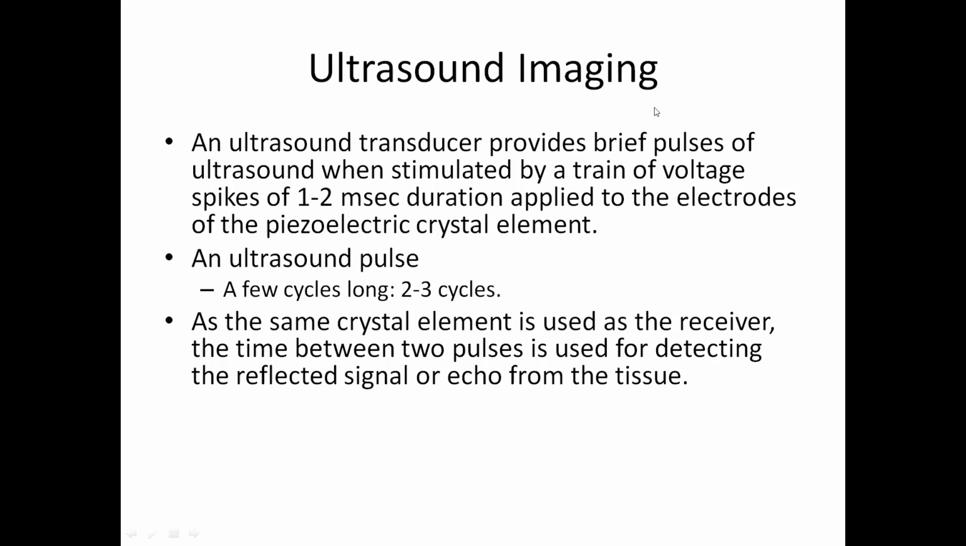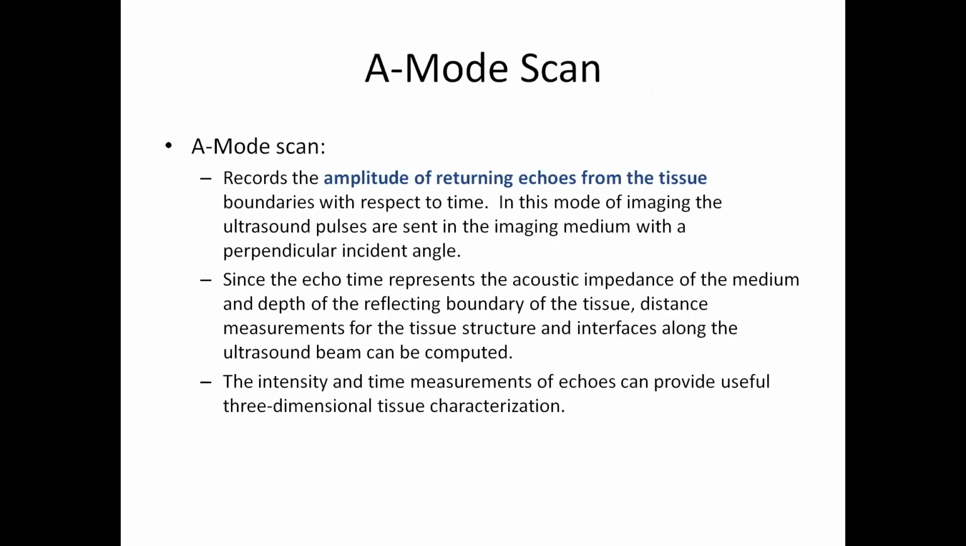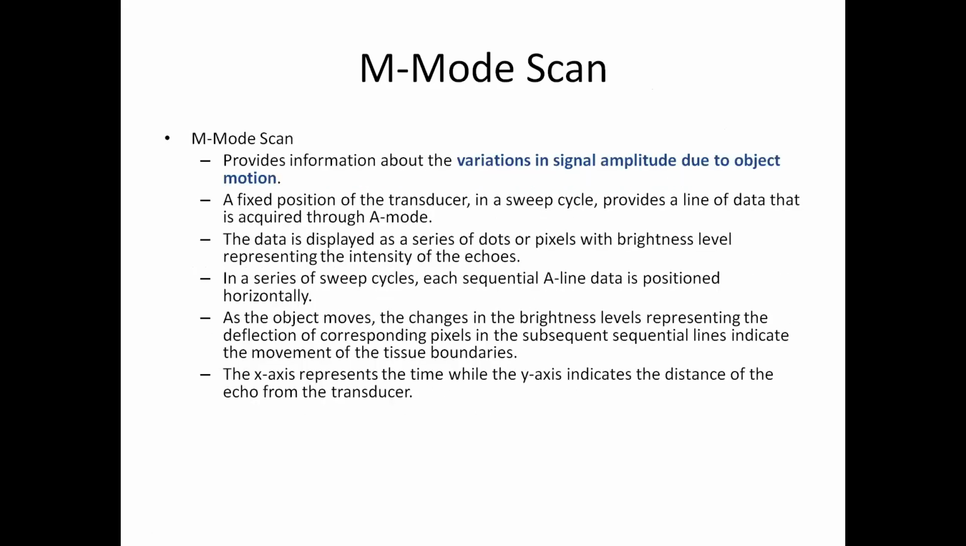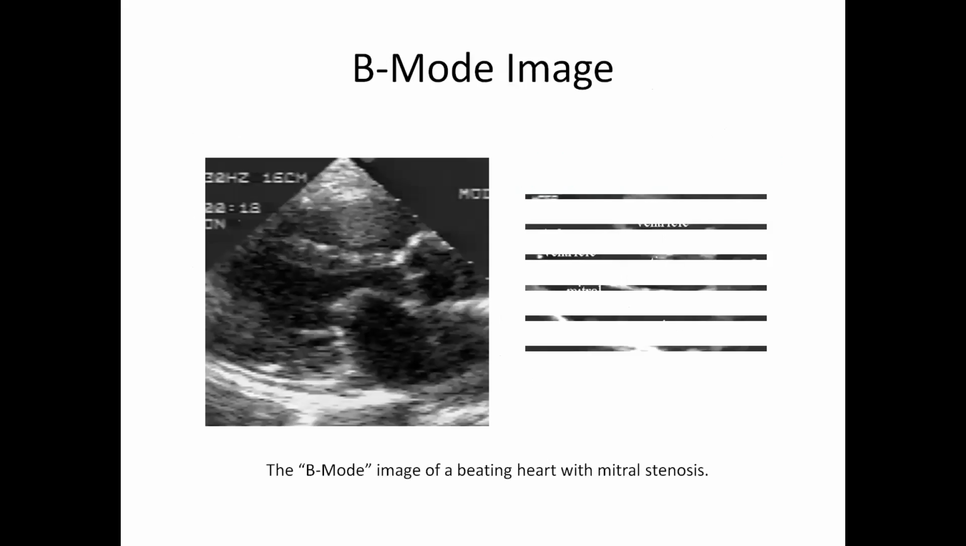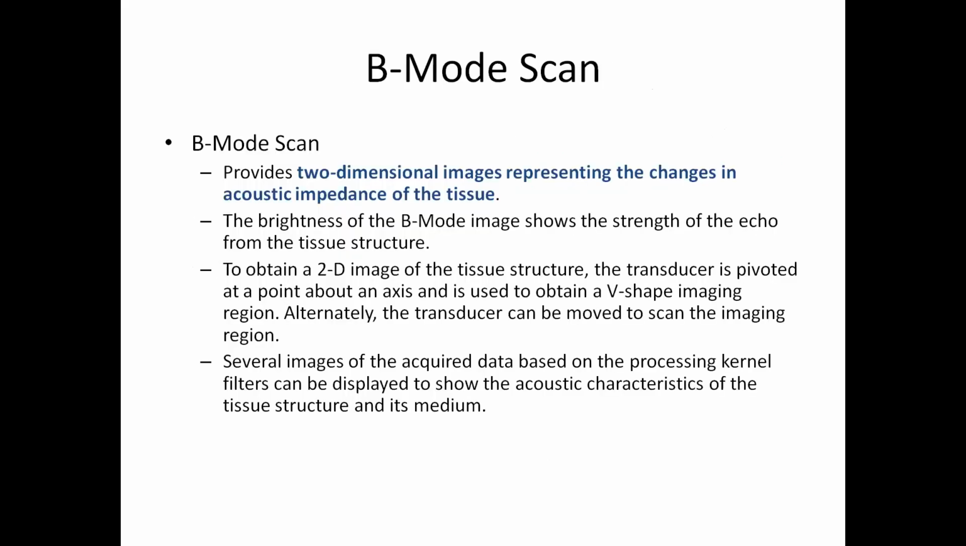So in an ultrasound pulse, we have 2 to 3 cycles. The same crystal element is used as a receiver, so the time between two pulses is used for detecting the reflected signals from the echoes. In ultrasound imaging therapy, we have A mode, M mode, and B mode. So three modes are available.